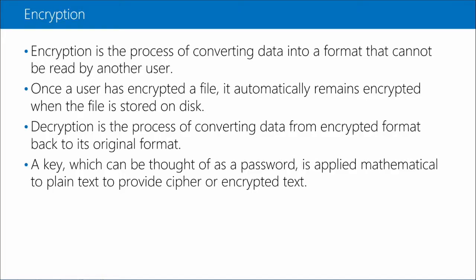Okay, so let's talk about encryption. Encryption is a process of converting data into a different format that cannot be read by another user. Once a user has encrypted a file, it automatically remains encrypted when the file is stored on a disk. Decryption is the process of converting data from the encrypted format back to its original format. A key, similar to a password in nature, is applied mathematically to the text to provide a cipher, or encrypted text.